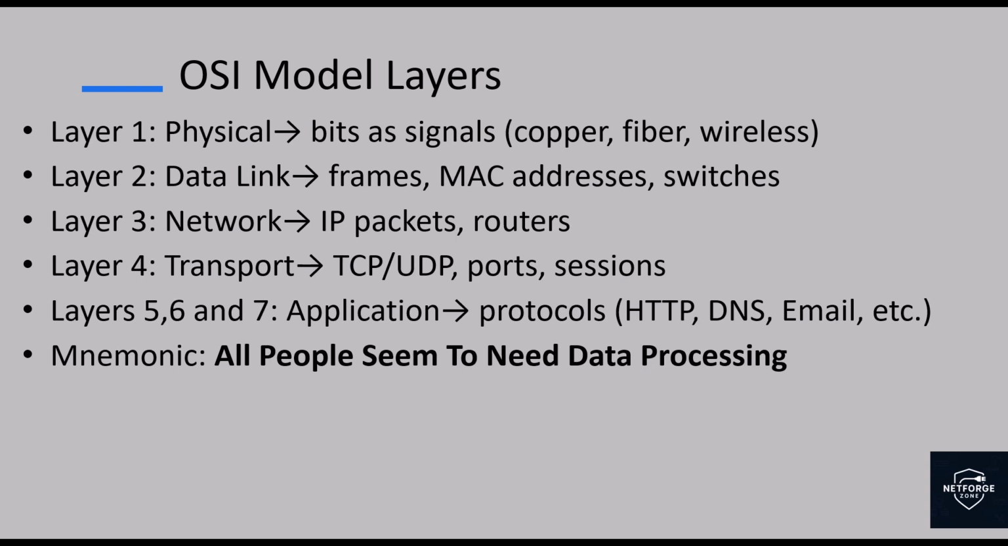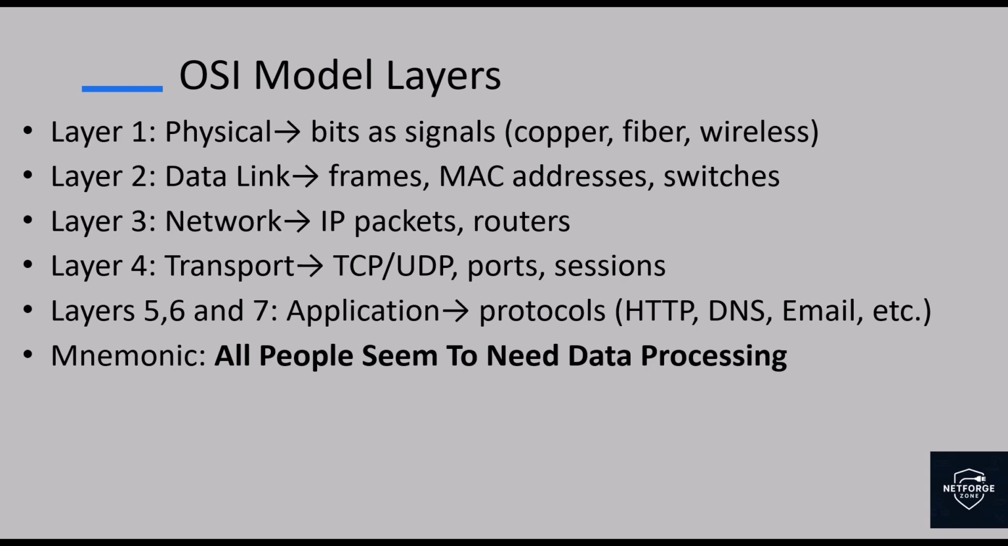Layer 3 is the network layer. Now, we're thinking globally. This is where IP addressing lives. This layer makes sure your packet can travel from your home network to, say, a server on the other side of the planet. Routers live at this layer.